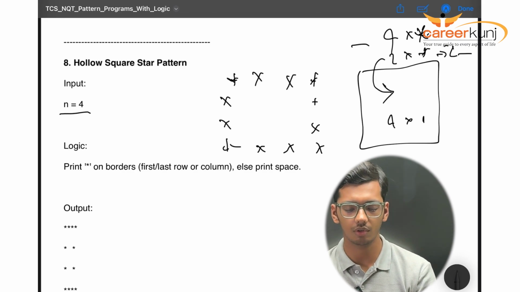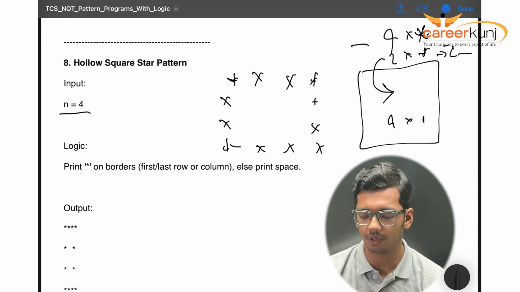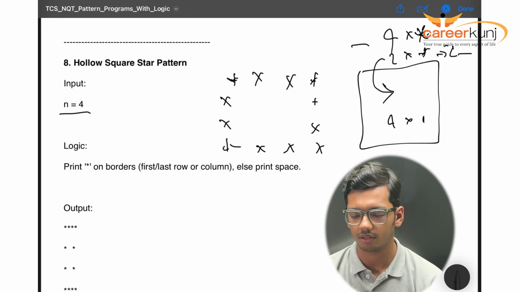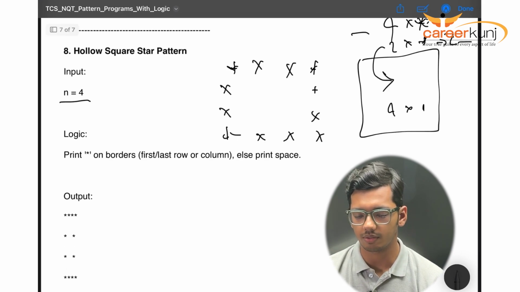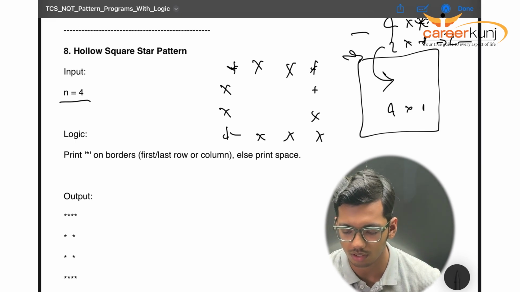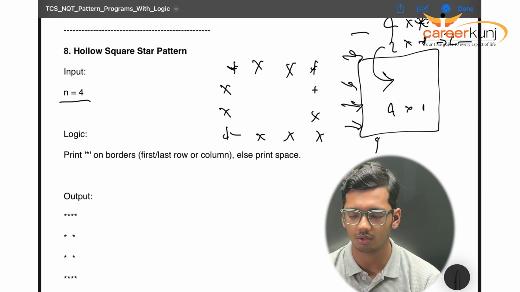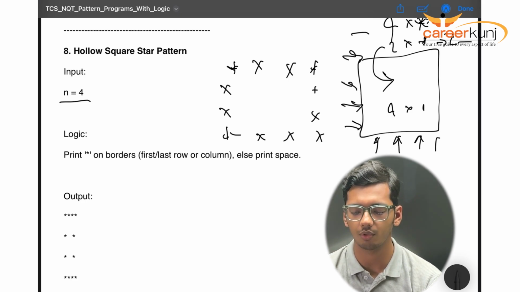Alright, so what we'll do is first we'll print on borders, means first and last row or column. That is what we'll print, right? Otherwise we'll print space. Let's say I have this square, right? So this is my first row, this is my second row, this is my third row, this is my fourth row. This is my first column, second column, third column, and fourth column.